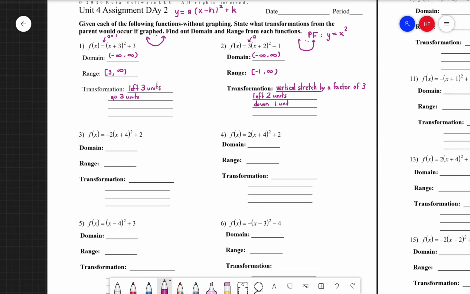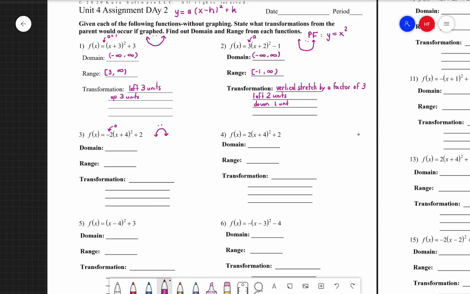Number 3, negative 2 times (x plus 4) squared plus 2. A is negative now, so we have a sad parabola. We have a parabola that's facing down. Then I have transformations, that plus 4 and that plus 2. Actually there's 4, because there's the negative, the 2, plus 4, plus 2. So we have 4 different transformations.